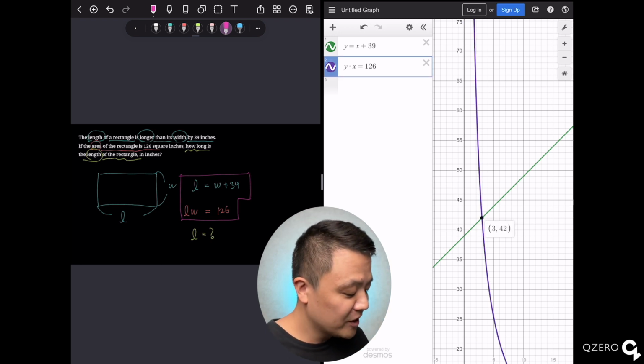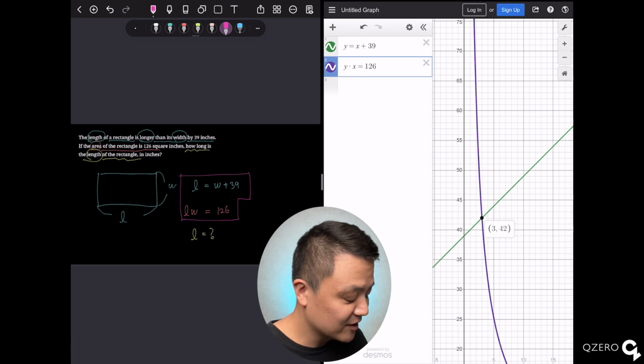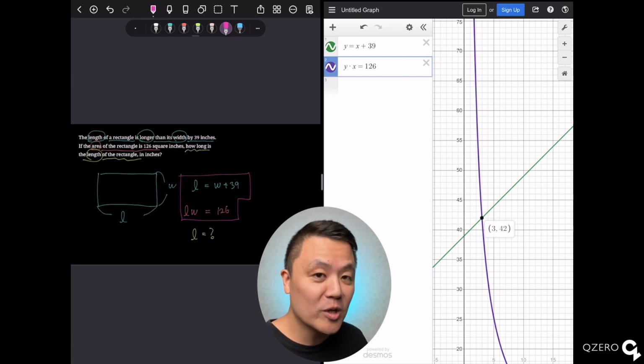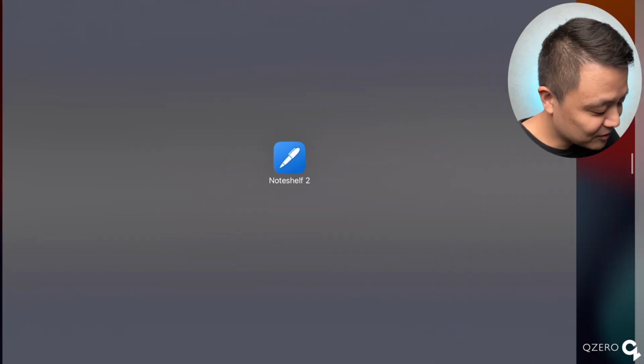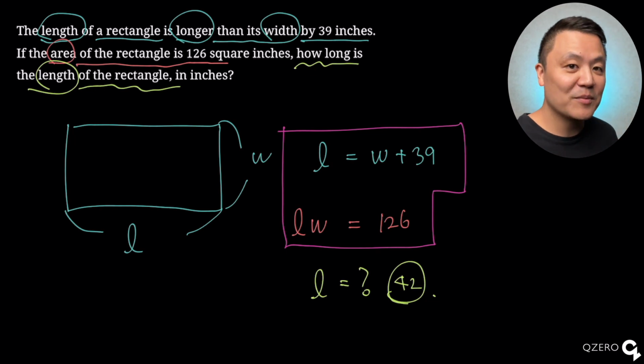So its X coordinate is 3. Our X was W, but the thing is we're looking for the L value, which is our Y value. That has to be 42, since the Y coordinate of that intersecting point is 42. So the answer is simply 42. That has to be the answer.